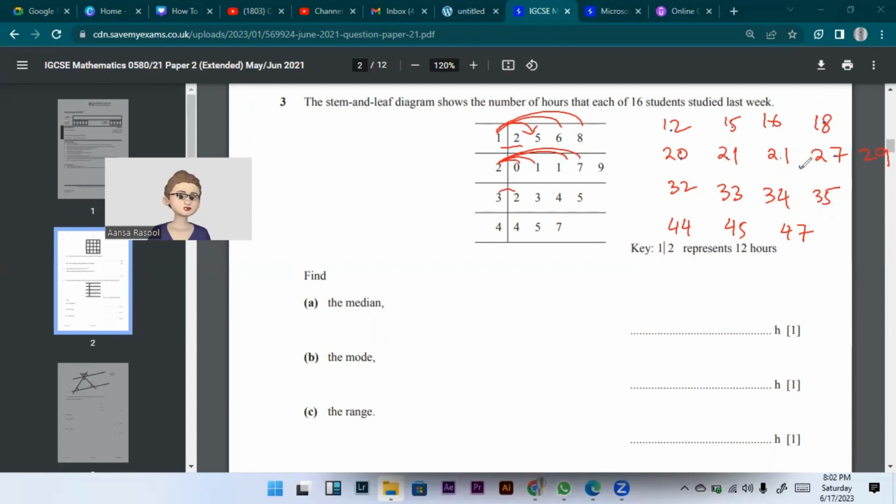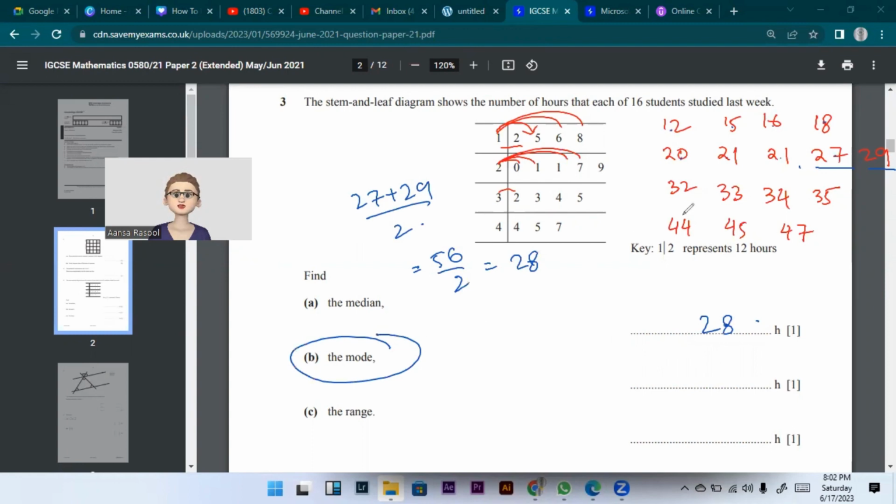But 16 is an even number. So in median, you have to take care whether it's an even number or odd number. If it is an even number, you take the middle values, like 27 and 29, you add them and you divide by 2. So you get 56 divided by 2, 28 is the median.